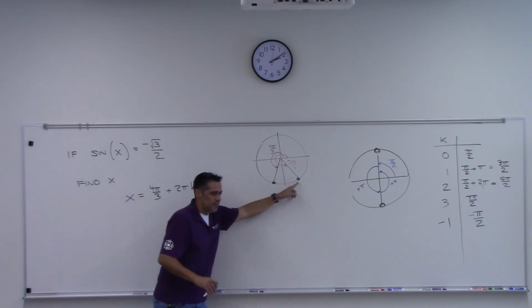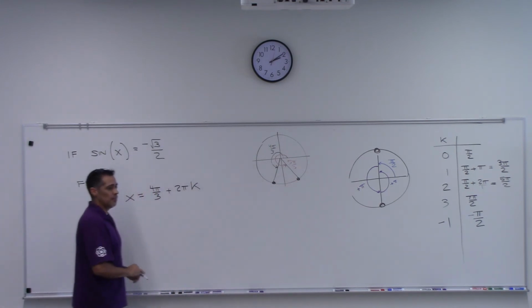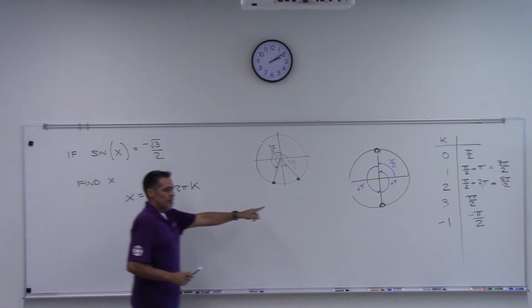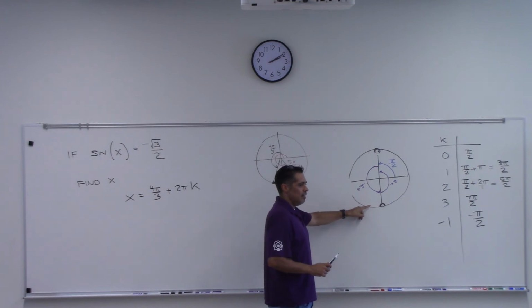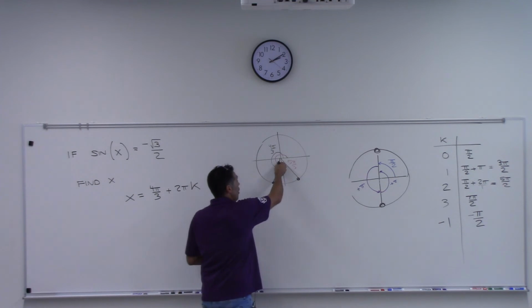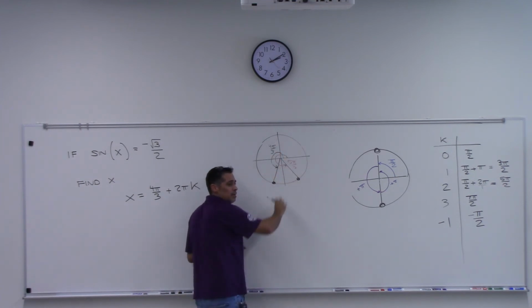Now I need this one. Yes? So every time it will be 2 pi k? Well, this one wasn't, right? This one was pi k, and that was because we could get from this one to this one by jumping by pi, right? But if you can't jump by pi to get back and forth, and you have to go all the way around, then it'll be 2 pi.